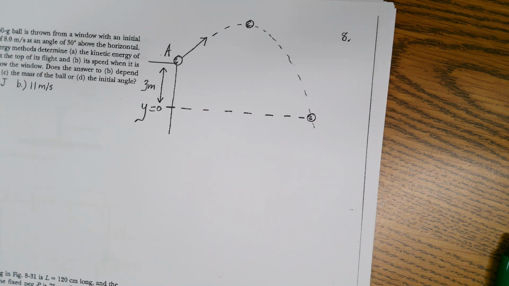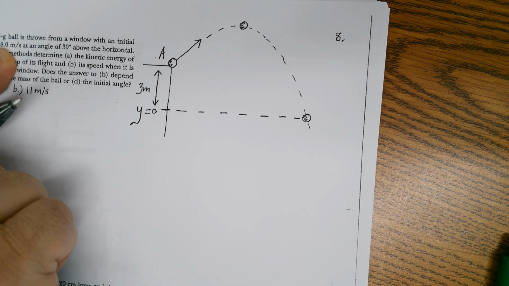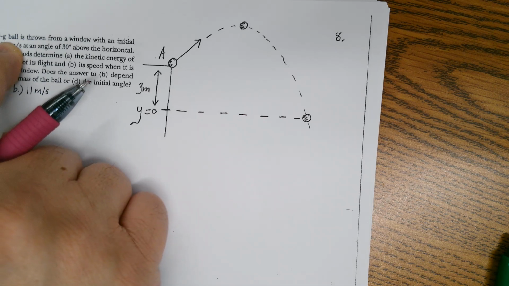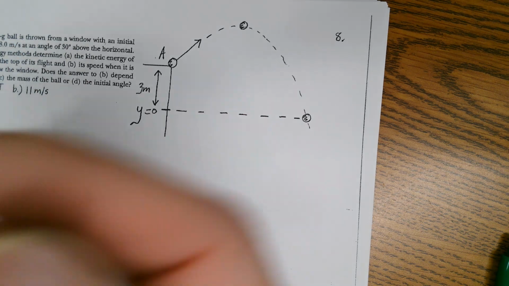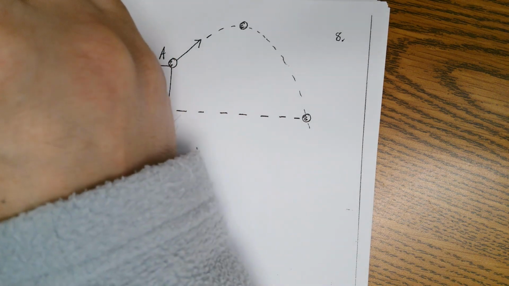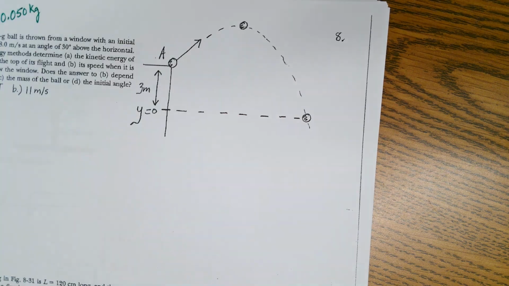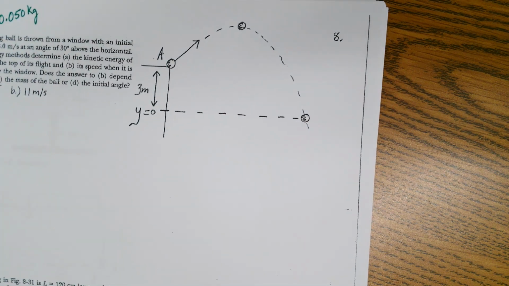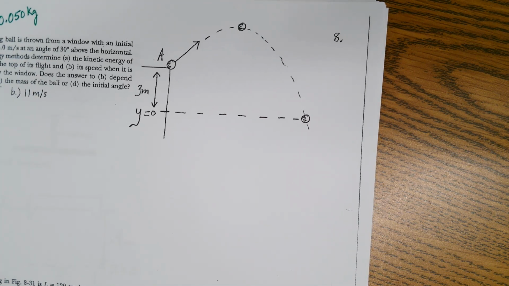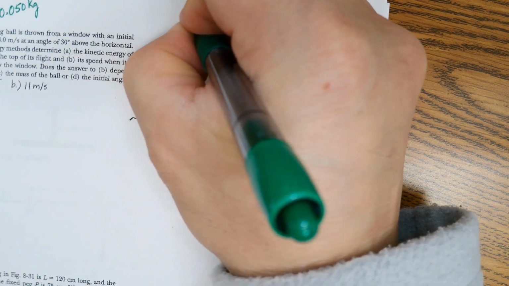Number 19. We have a 50-gram ball. This is 50 grams, so the mass is really 0.050 kilograms. And it's thrown from a window with initial velocity v naught of 8 meters per second. So this v naught is equal to 8 meters per second.